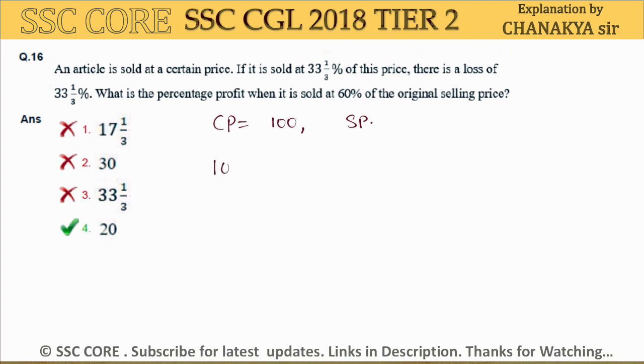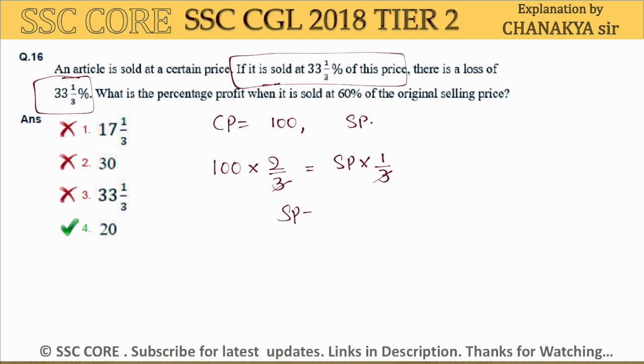See, on cost price 100, there was a loss of 33 1/3. 1/3 loss means sold at 2/3. 1/3 is loss, and that is when that article is sold at 33 1/3% of price. When you sell at 1/3 of selling price, you are having 1/3 loss. So SP is nothing but 200 rupees. So original selling price is 200, original cost price is 100.